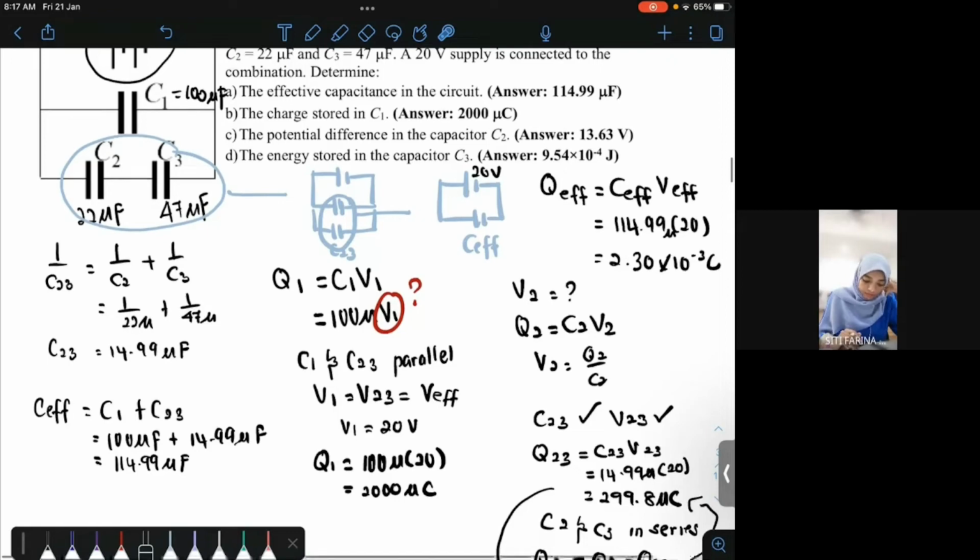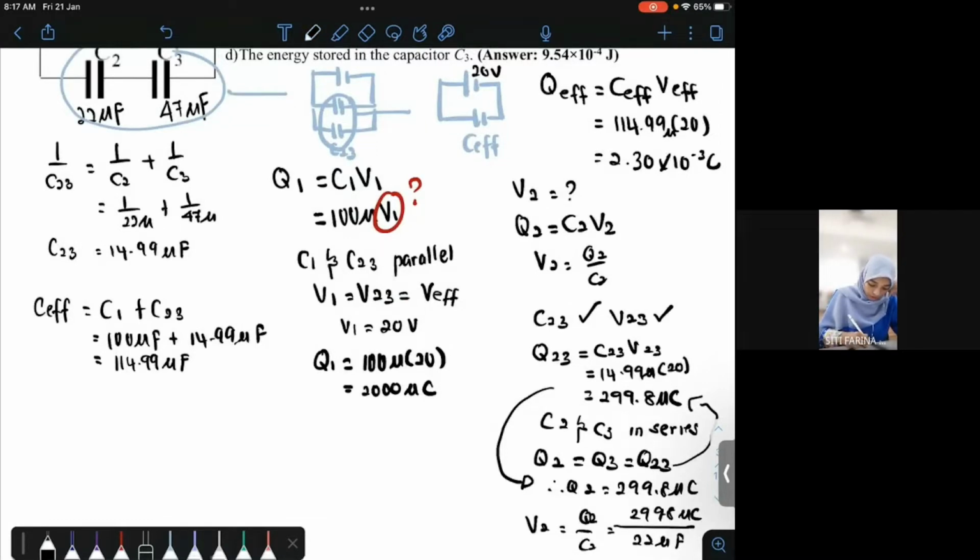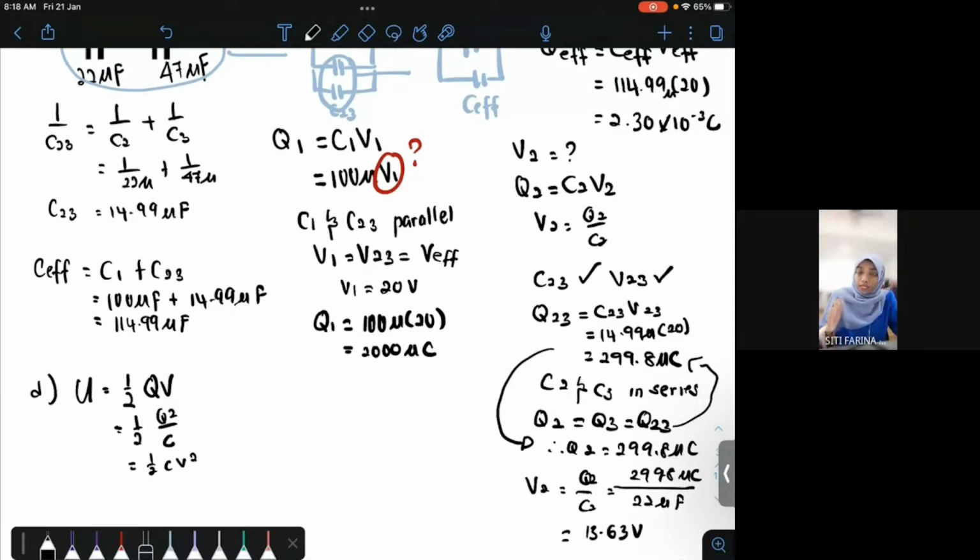Okay, next question. The energy stored in capacitor 3. Okay, energy stored in capacitor 3, U akan sama dengan half QV ataupun kita ada equation half Q square over C ataupun kita ada equation half CV square. Kita ada 3 equation. You can choose lah berdasarkan informasi yang kamu ada. So when you're looking for capacitor energy in the capacitor 3, we are talking about semua nilai ni kena daripada kapasitor 3 itu.